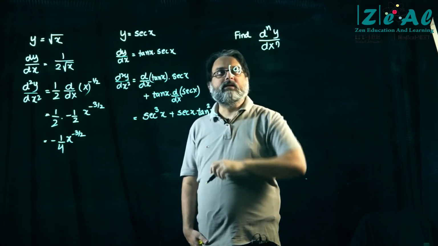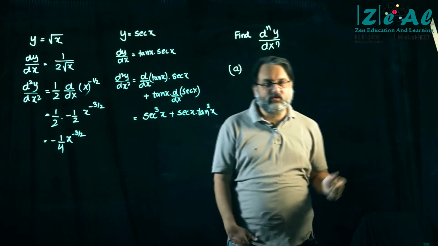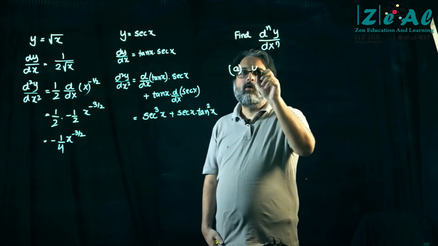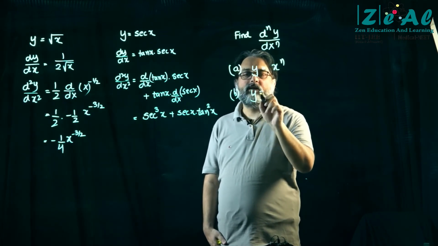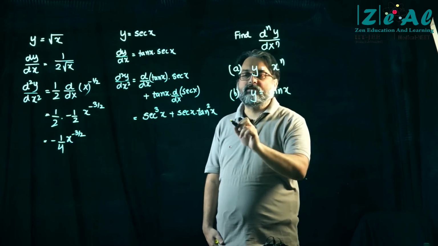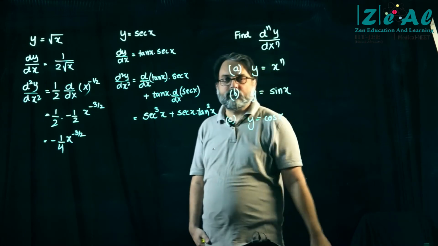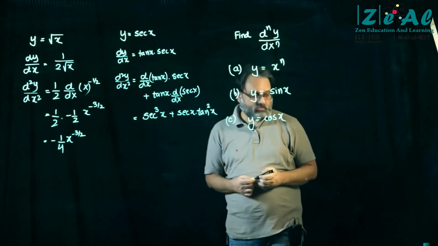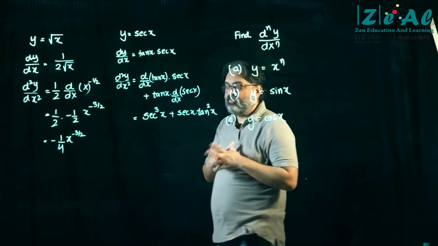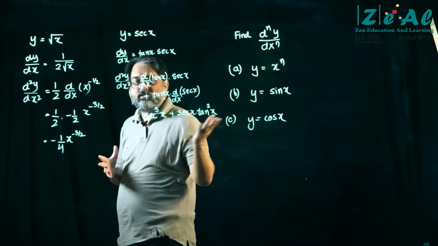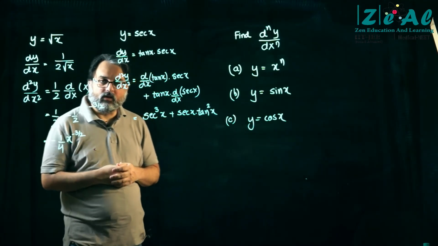So find dny by dxn, that means n times you are differentiating. Y is equal to x power n, y is equal to sine x, y is equal to cosine x. Okay, so try this at home. You are at home. But we'll discuss this. You can send me on WhatsApp, and I can tell you whether you are correct or incorrect. Okay.